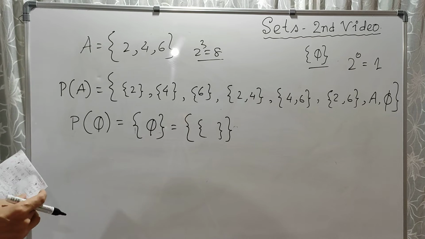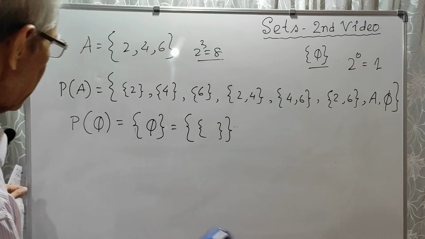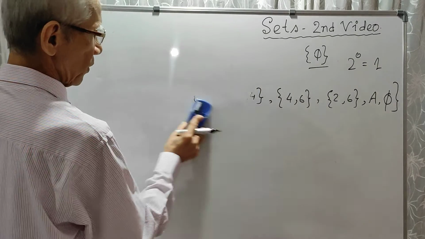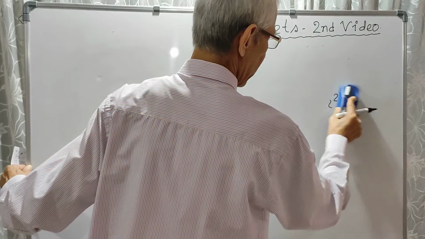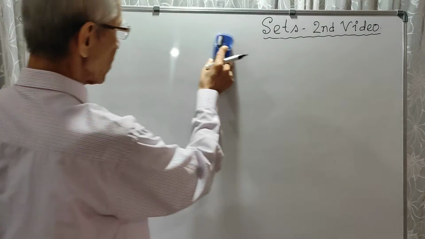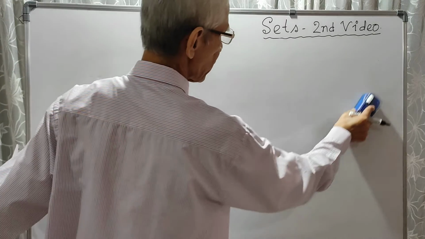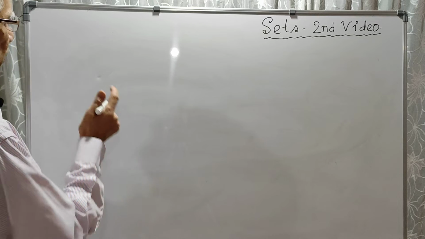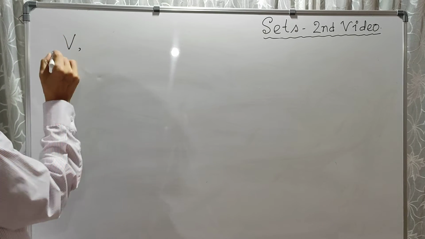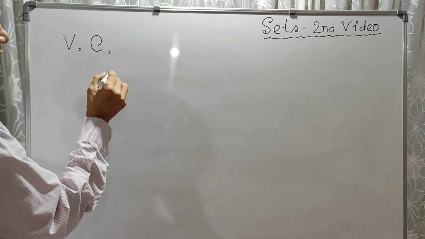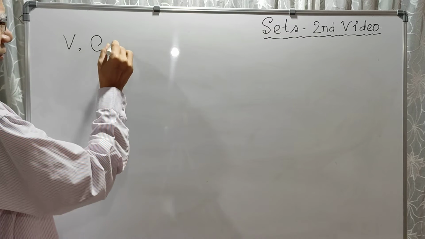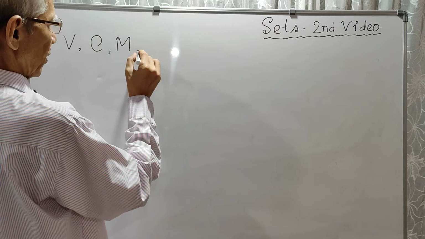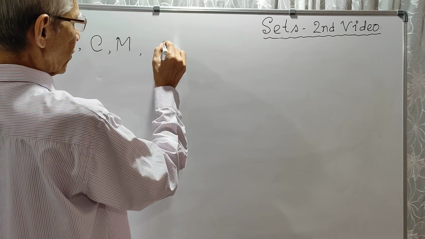Okay, then last of all, universal set. At last, universal set. Now, universal set is the largest possible superset of a few sets that are under discussion. Suppose we are discussing a few sets. So we are discussing the set of vowels, the set of consonants, then the set of the letters in the word man, then the set of the last three letters.